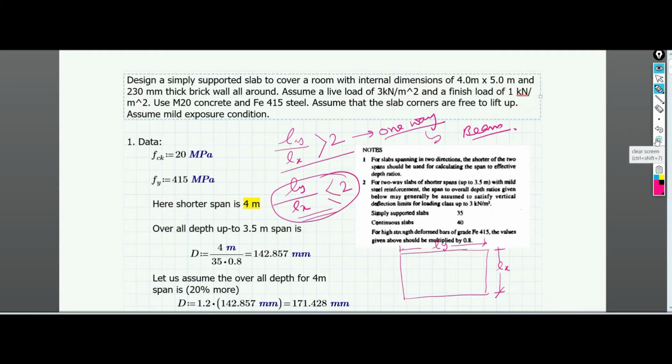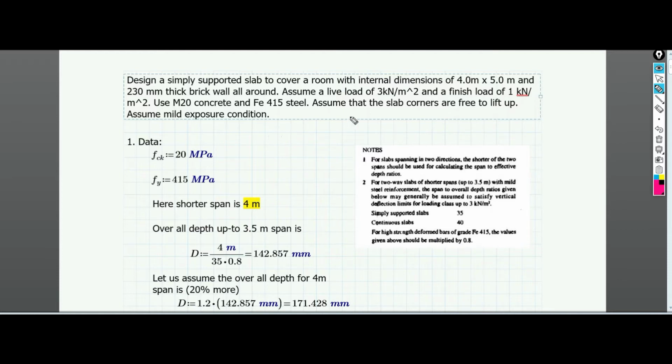So for this problem we will be assuming that this is a simply supported rectangular slab. So let's see the question. To design a simply supported slab to cover a room of internal dimension 4 meter by 5 meter. Look at this term, internal dimension 4 meter by 5 meter.